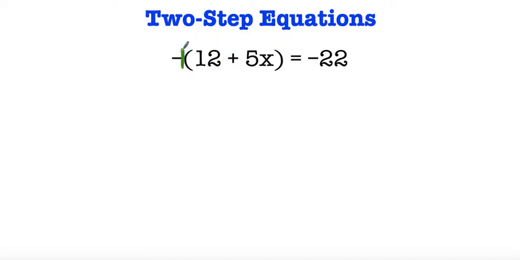So if you did multiply negative 1 times 12, you would get negative 12. If you did negative 1 times 5x, you would have negative 5x is equal to negative 22. So that's one way to approach it. And then you would solve this as you normally would. So you would add 12 on both sides.